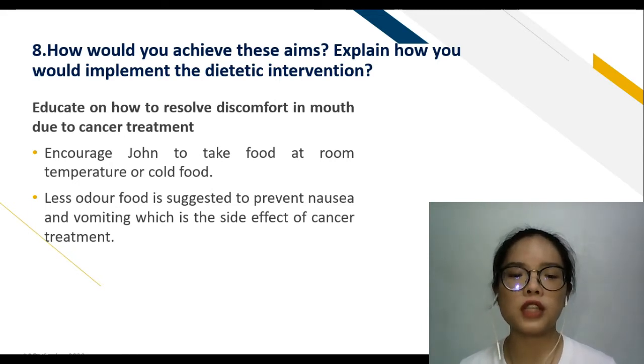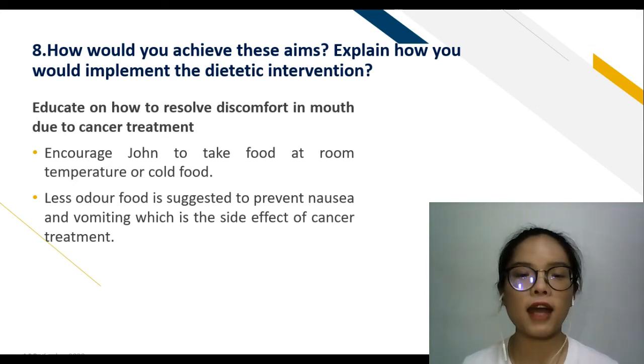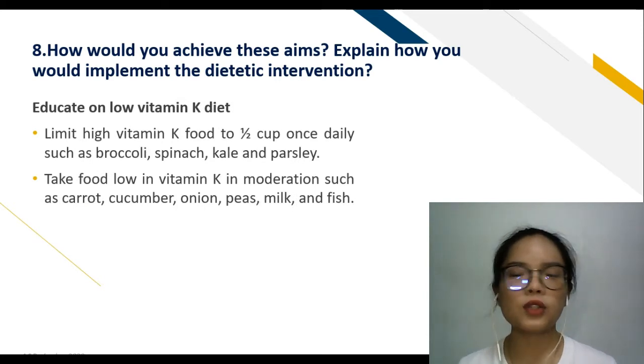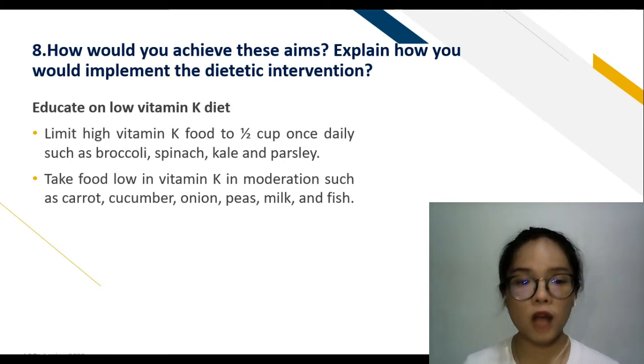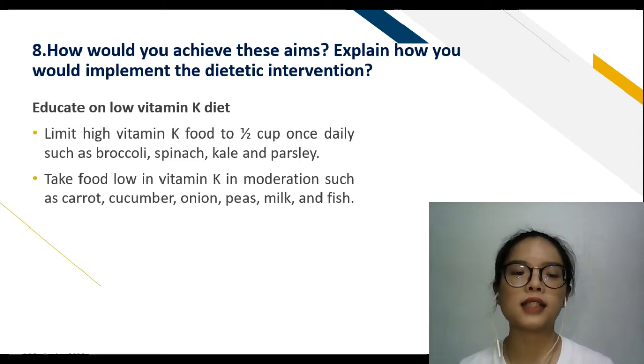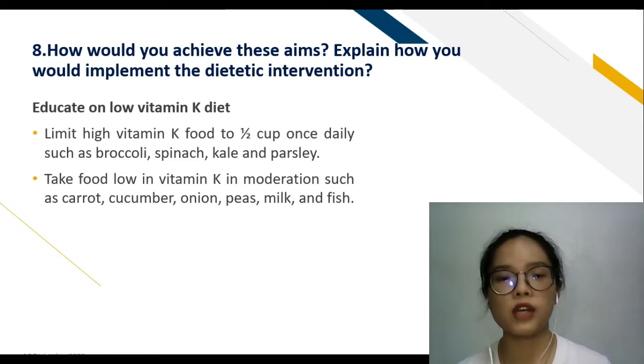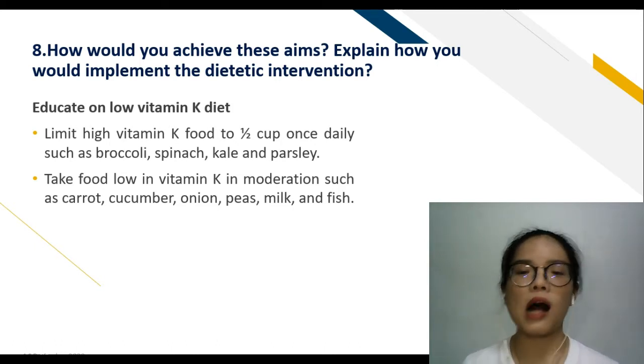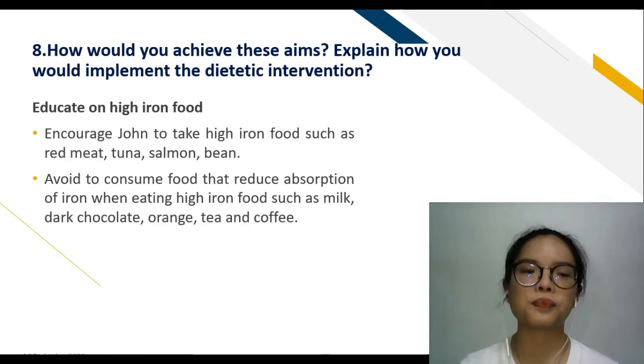We will encourage John to take food at room temperature or cold food because they are more tolerated by John, and less odorous food is suggested to prevent nausea and vomiting, which is also a common side effect of the cancer treatment. We will also educate on the low vitamin K diet because John is on warfarin treatment. So we will ask John to limit his high vitamin K food to half a cup once daily, such as broccoli, spinach, kale, and parsley, and also can take some food that is low in vitamin K in moderation, such as carrot, cucumber, onions, peas, milk, and fish.